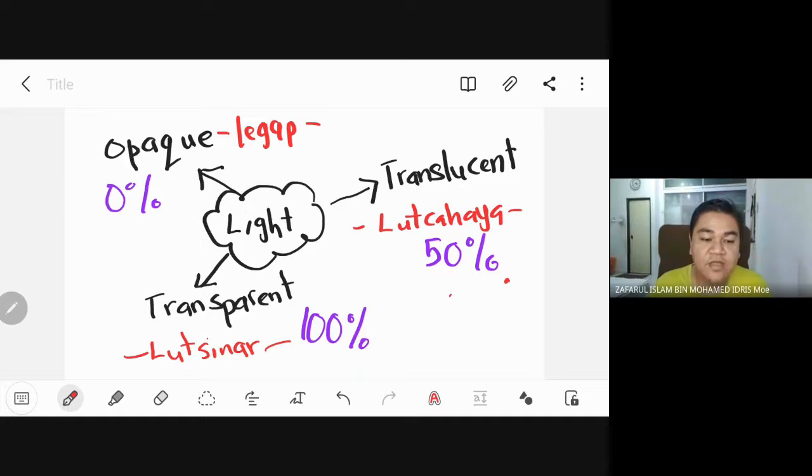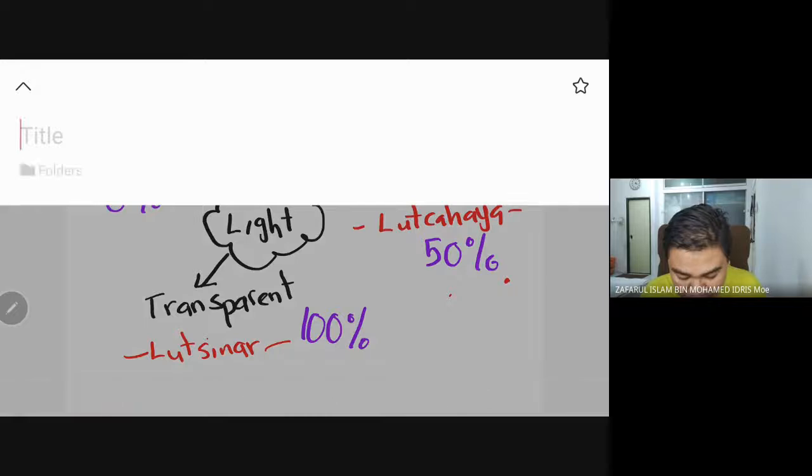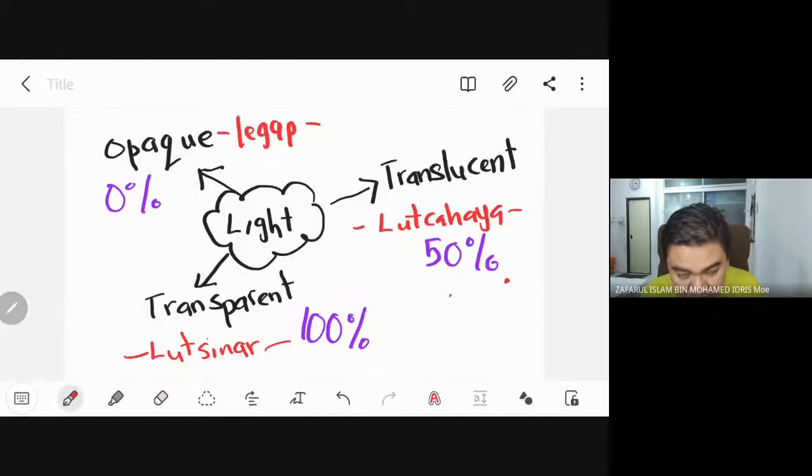Again. So there are three terms that you need to remember. The first one is transparent. The second one is translucent. And then the third one is opaque. So again, what are the meaning of these three terms?